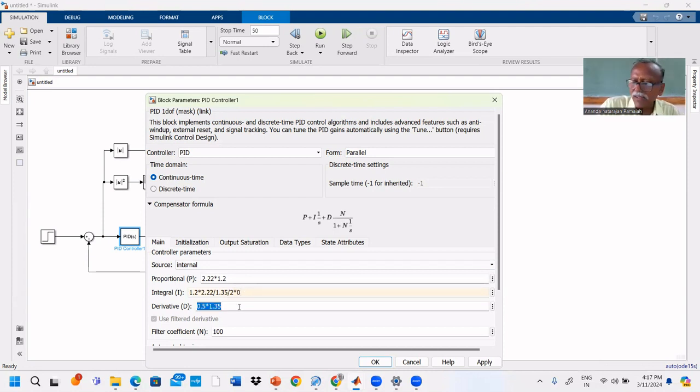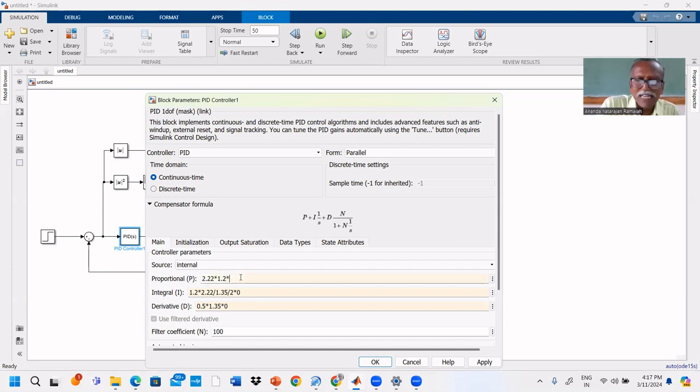We don't want any derivative mode, so that also is multiplied by 0. Only proportional mode. Let us give the gain a smaller value. We will gradually increase it from a small value. So let us give initially 1.